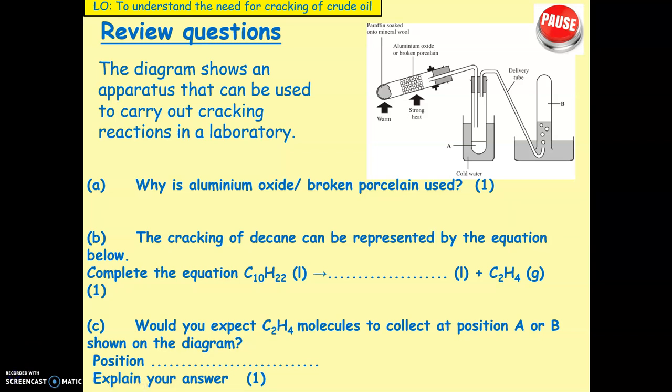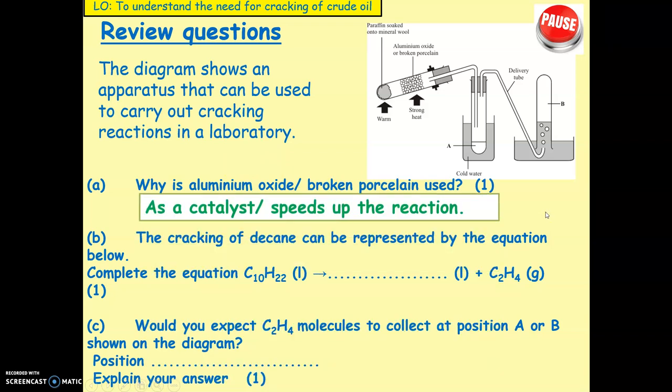So your 4 minutes are up there, guys. Can you pick up another coloured pen or pencil, and we'll go for this and give yourselves a mark out of 3. So question A, why is aluminium oxide or broken porcelain used? So it's used as a catalyst, and a catalyst always speeds up the rate of reaction, gives it an energy boost in that term. So it speeds up the rate of reaction because it's a catalyst.